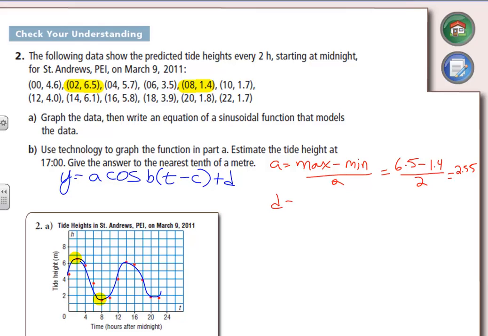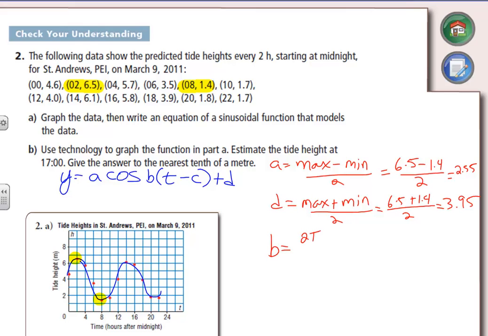Let's do our d value next. Our d value is our max plus our min divided by 2. It's the average. Do the same thing: 6.5 plus 1.4, divided by 2. Plugging that into the calculator, we come up with 3.95. Next on the list, we're going to do our b value.